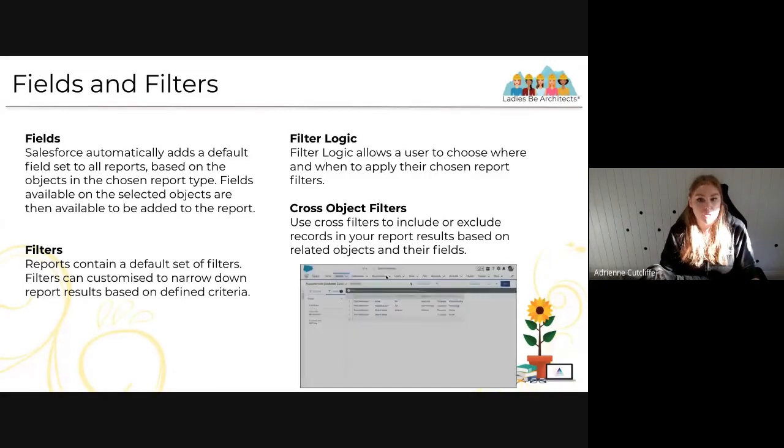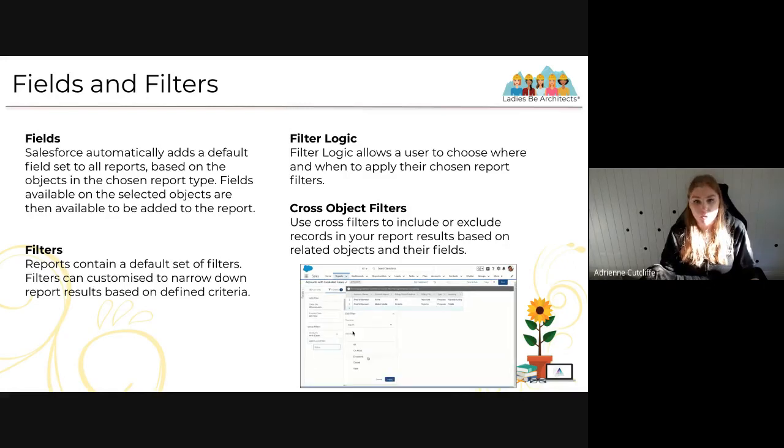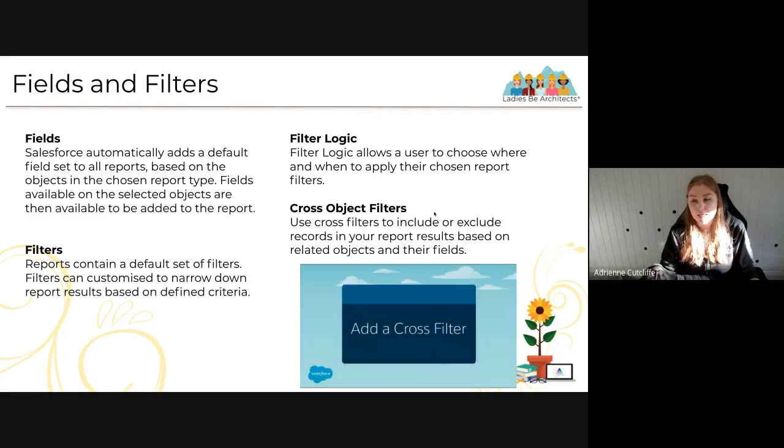So the video has probably been playing on loop back and forth, but for cross-object filters, this allows you to add an additional object that might not be included in the report, but is related to it, without actually having to have that report in. So you can say, okay, I've got an account report and I only want to show accounts that have had escalated cases, or maybe open escalated cases, so that you can run that report without needing to include all of the case data.